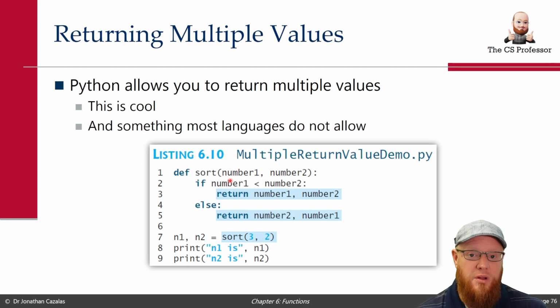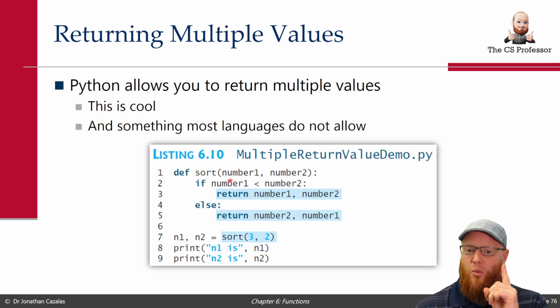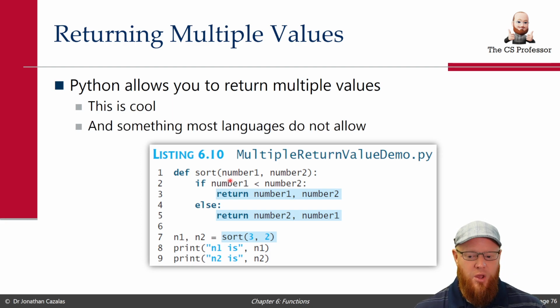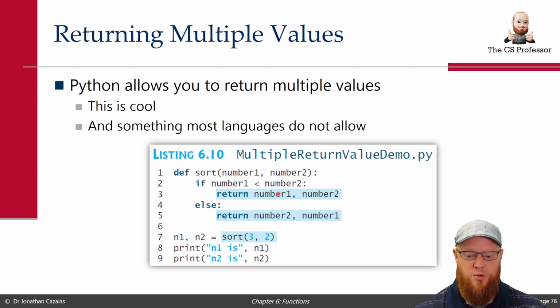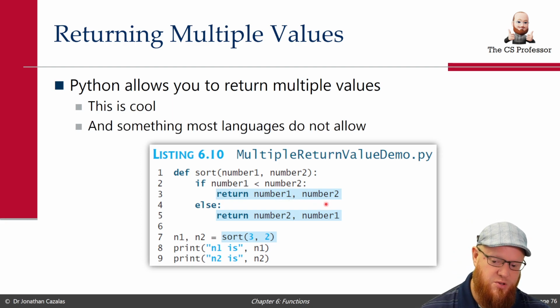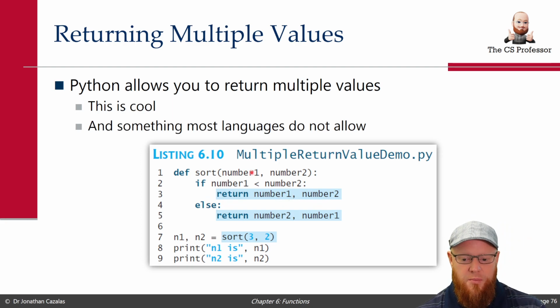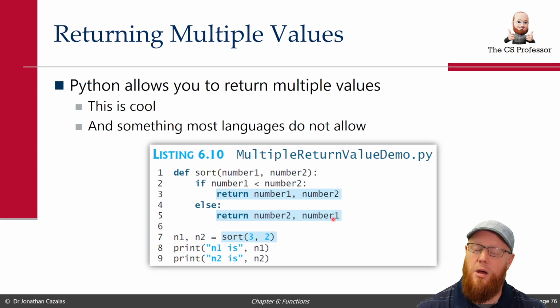And why is that cool? Most other languages don't allow you to do this. Most languages allow you to return one thing. In Python, you can return multiple things. Here's an example where we have a function called sort. You send to this function two numbers. It checks if number 1 is less than number 2. If so, it returns number 1, comma, number 2. Otherwise, it returns number 2, comma, number 1.